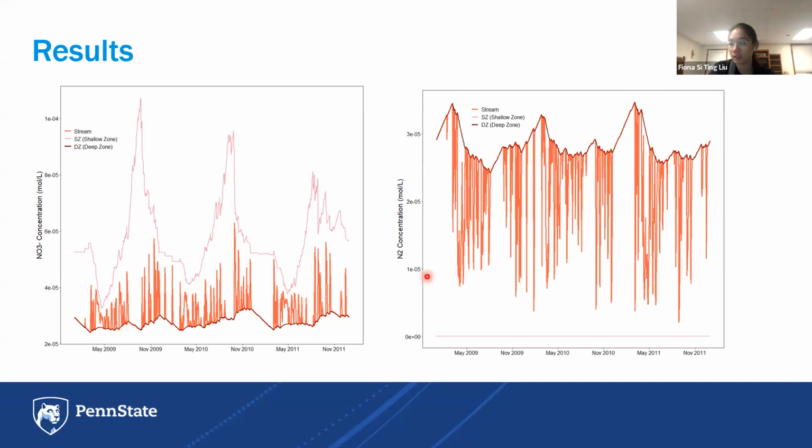If we now look at the N2 concentration, one of the big things that should pop out to you is that N2 is being produced from the deep zone and not necessarily coming from the shallow soil zone. Stream N2 concentration is then a dilution effect of all the N2 that is being produced out from the deep zone.